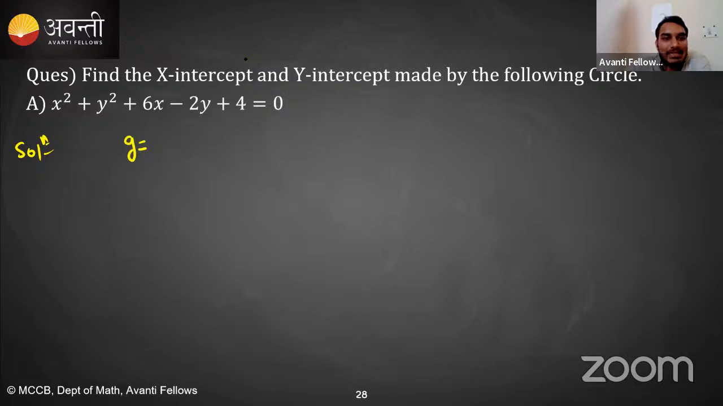Tell me quickly in the chat box, what is g, what is f, and what is c value? Everybody tell me quickly these 4 value in the chat box. Value of g, value of f and c. Quickly, everyone. Quickly. Everyone quickly in the chat box. Just by looking at the circle. G is 3. Very good. Very good. What is f? G is 3. What about f?